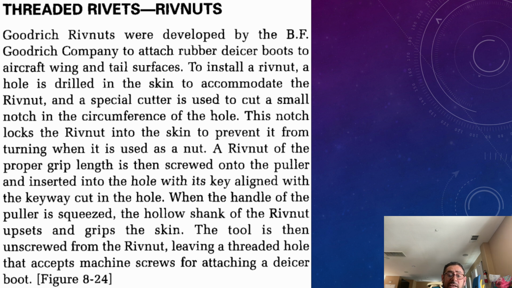to prevent it from turning when it is used as a nut. The rib nut of the proper grip length is then screwed onto the puller and inserted into the hole with the key aligned with the keyway cut in the hole. When the handle of the puller is squeezed, the hollow shank of the rib nut upsets and grips the skin. The tool is then unscrewed from the rib nut, leaving a threaded hole that accepts machine screws for attaching the boot.